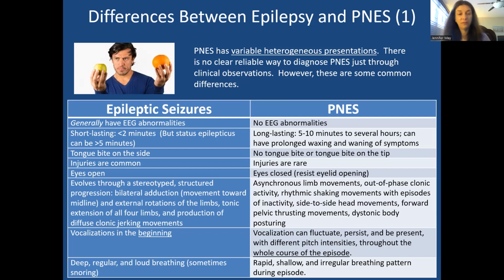All right, in terms of vocalizations, they say with epileptic seizures, it's more like noise made in the beginning and then it stops. Whereas in PNES, vocalization could persist throughout the episode, and it could be different pitch intensities and kind of fluctuate. So that is another thing they noted. Breathing wise, epileptic seizures, people tend to have deep, regular, and loud breathing, and sometimes even snoring. Whereas breathing in PNES episodes is more rapid and shallow and irregular.